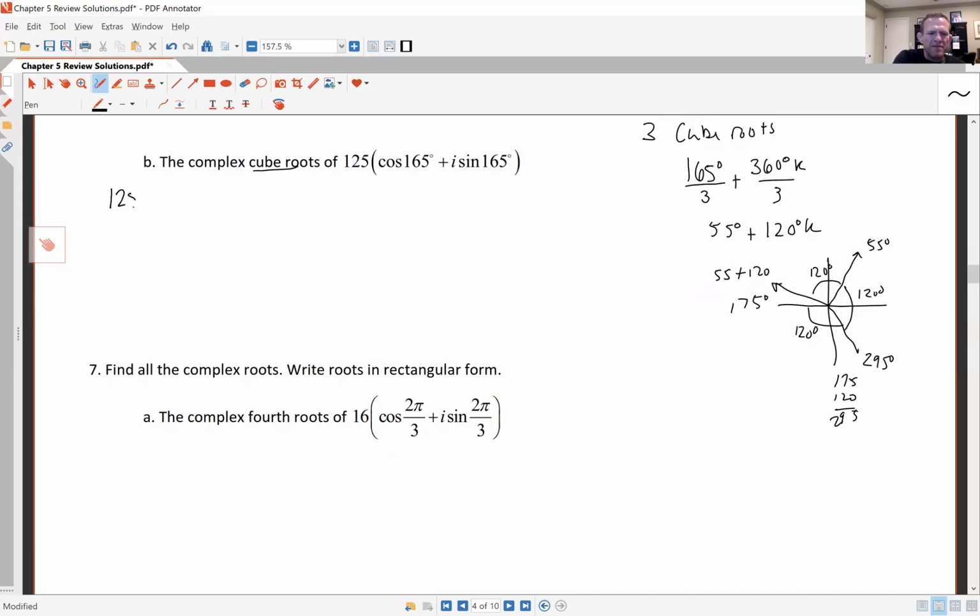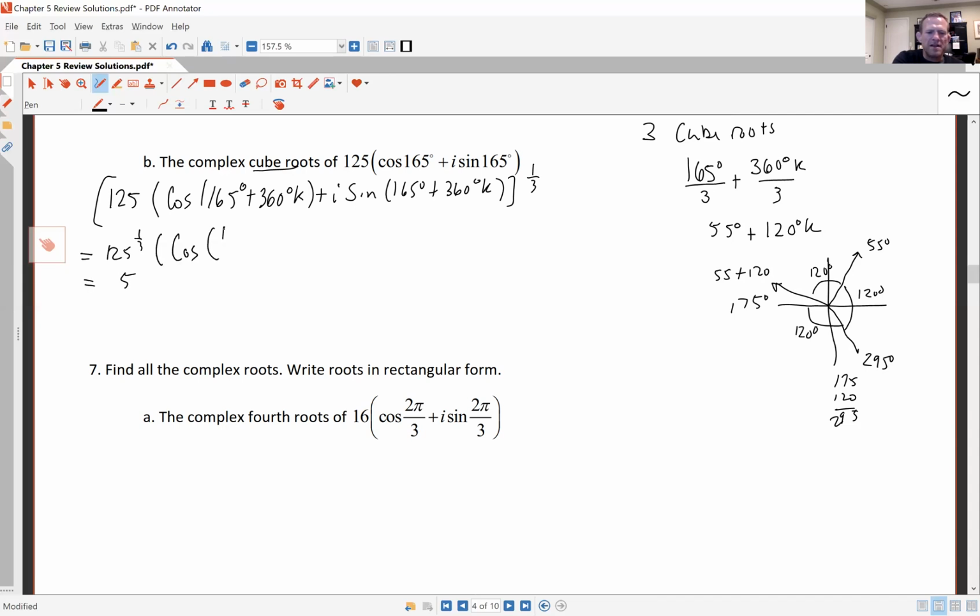We got 125 times cosine of 165 plus 360k plus i sine of 165 plus 360k, and we're raising that to the 1/3. So we go out and take 125 to the 1/3, which we know is going to be 5. And then we take 165 over 3 and 360 over 3.